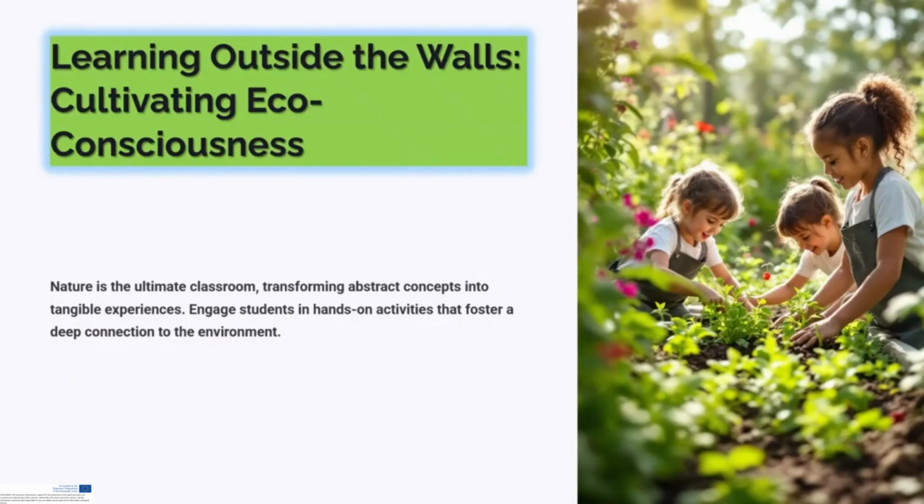When students touch the soil, care for a plant, or observe an insect in motion, abstract concepts like growth, interdependence, and sustainability become real. A school garden is not just a green patch, it's a laboratory, a place for reflection, and a symbol of shared responsibility.